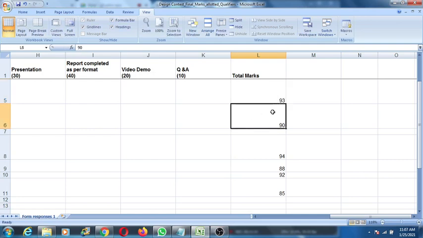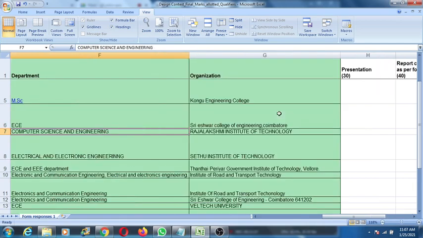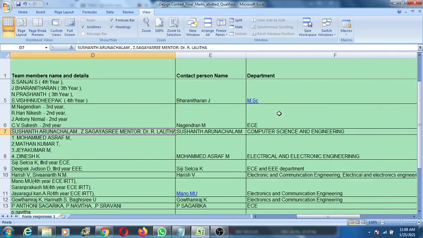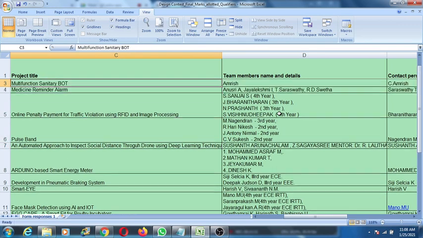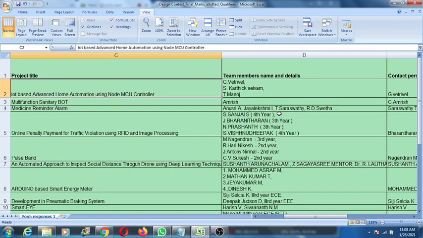Sir, you can call if anyone is free now and directly ask them to present. You call by order. Suppose anyone is ready to present, directly. Okay. Medicine reminder alarm. Okay. Finish and then. Barney, there is an online penalty payment for traffic. Traffic violation, he is not available. Lagendran finished. Okay, pulse band.